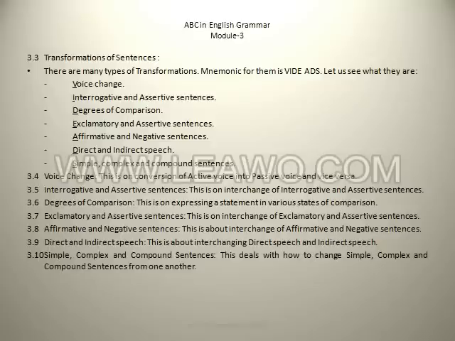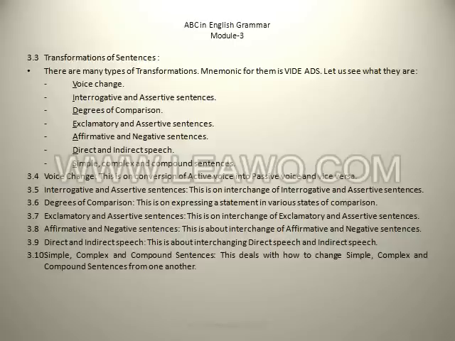Voice change, interrogative and assertive sentences, degrees of comparison, exclamatory and assertive sentences, affirmative and negative sentences, direct and indirect speech, simple, complex and compound sentences.